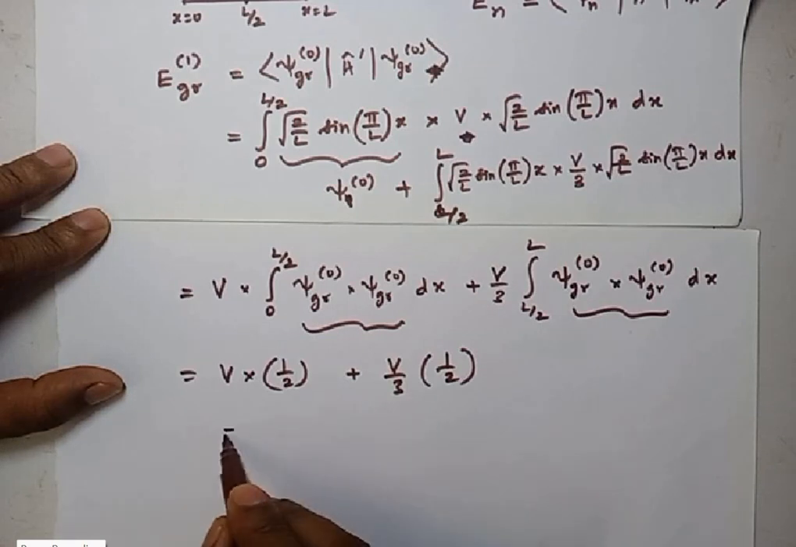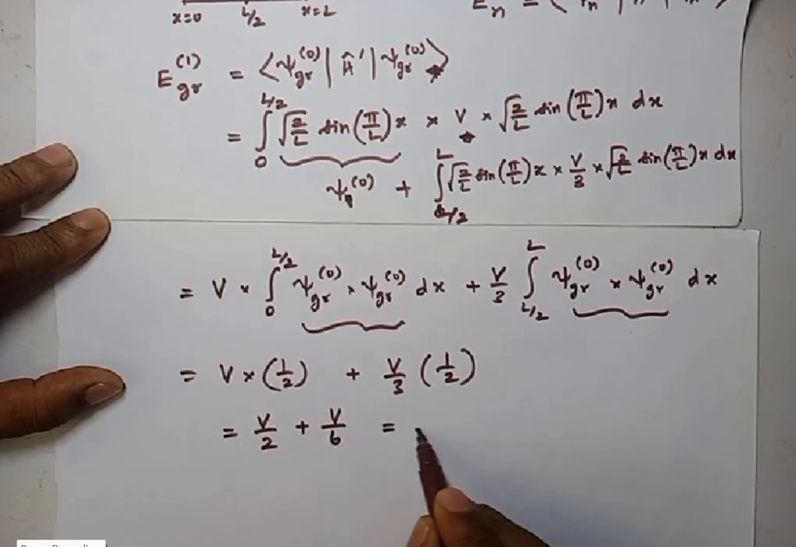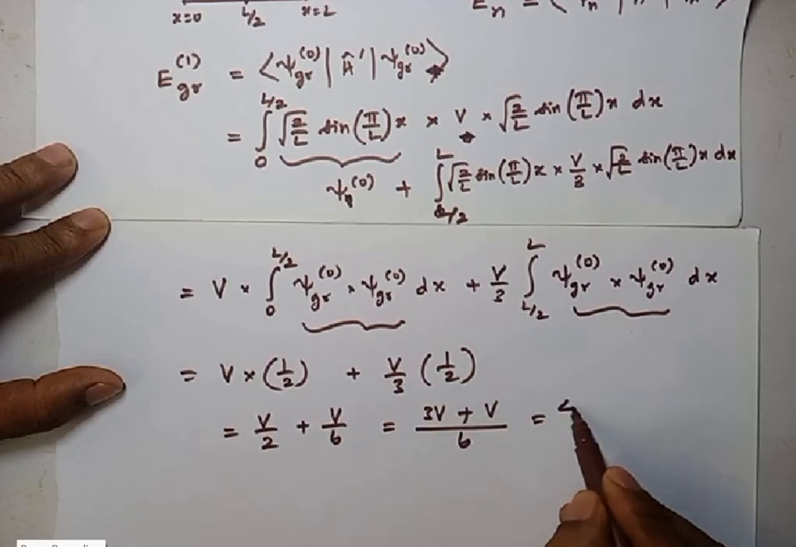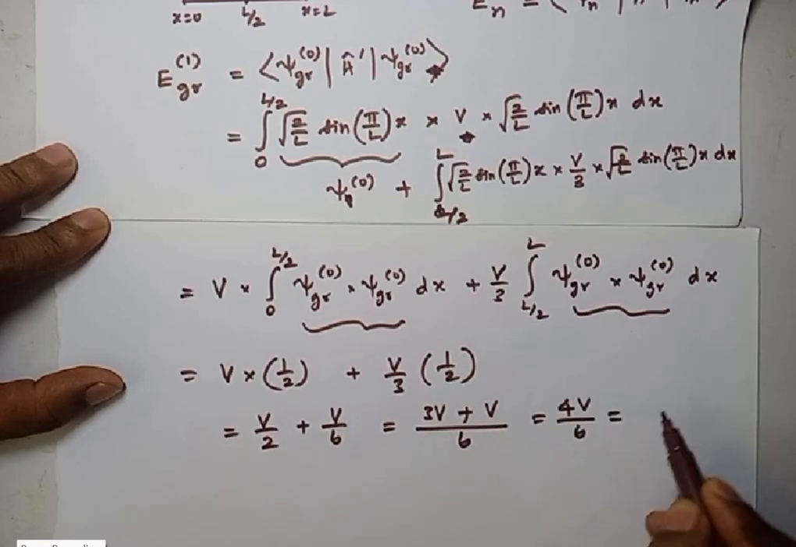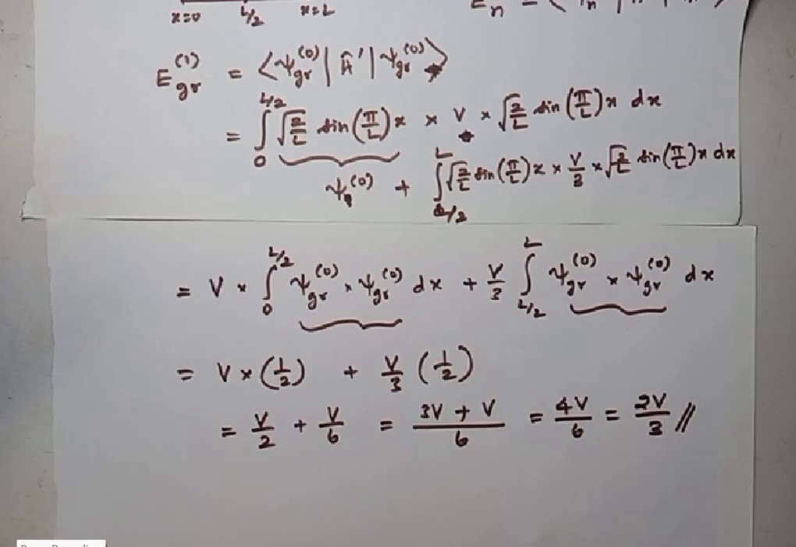Now what is the answer? So this is V by 2 and this is V by 6. So we'll take LCM 6. So this is 3 into V and this is V. So 4V by 6 or 2V by 3. This is the first order correction to the energy of the ground state.